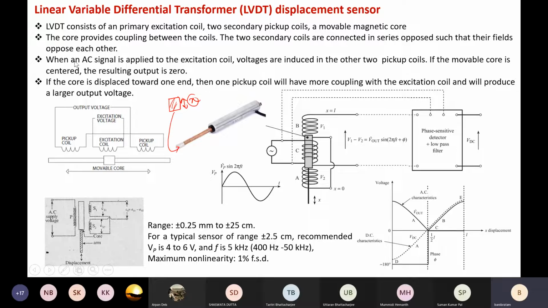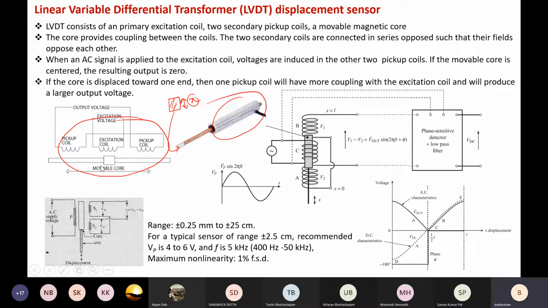As I said, LVDT consists of one primary coil and two secondary coils, and the physical construction looks like this one. So inside this block, the arrangement is like this. This one is the movable core. Inside this, in the middle, we have the excitation coil or the primary coil, and on the two sides of the primary coil, we have the pickup coil or the secondary coil. And as I said, the secondary coils are connected in series opposition.